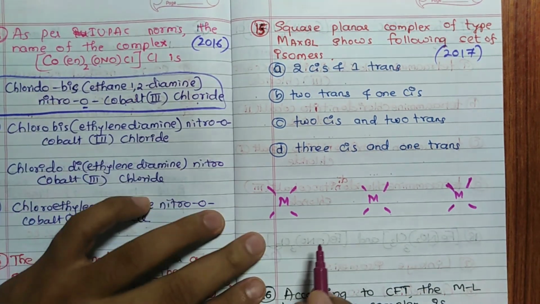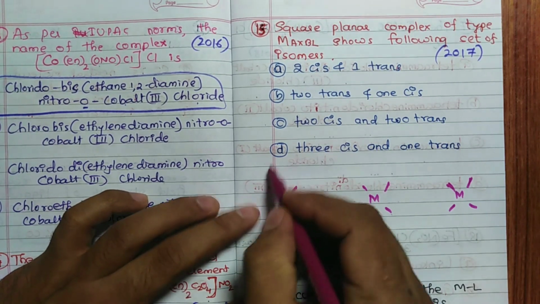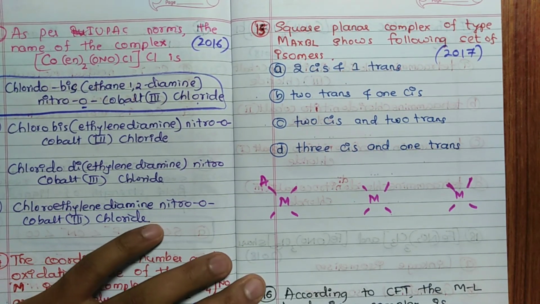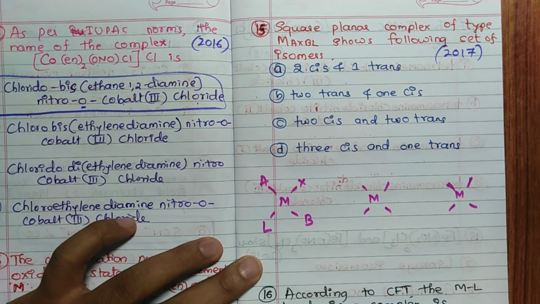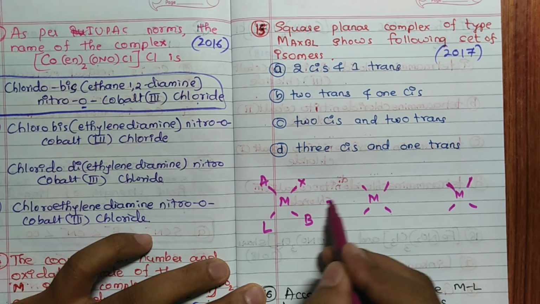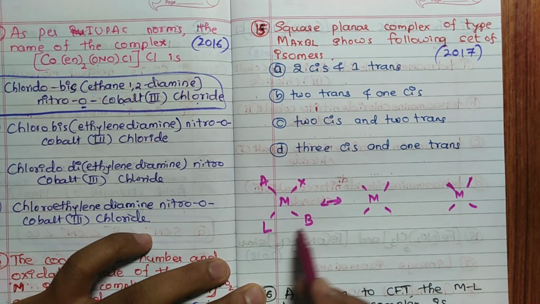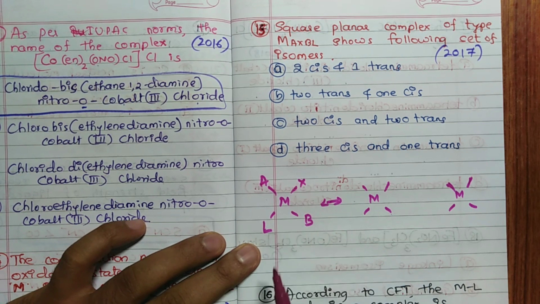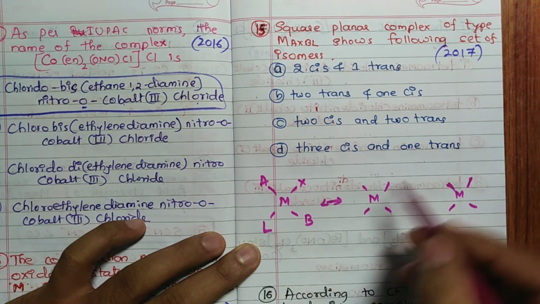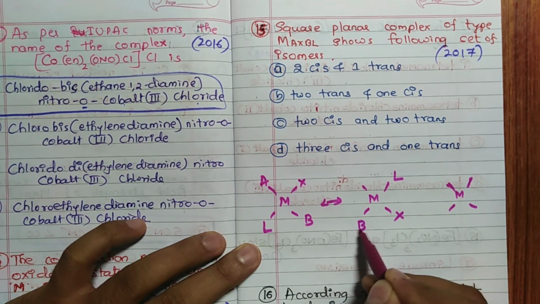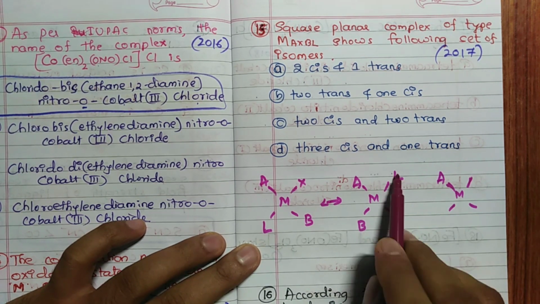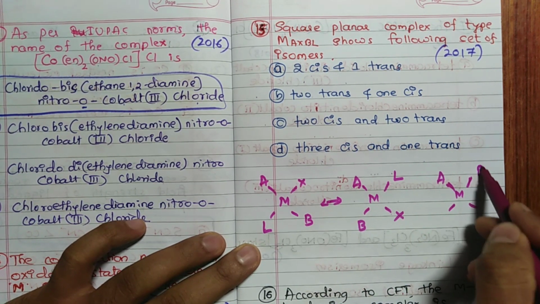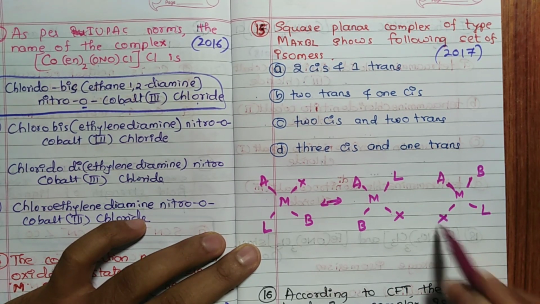Now, you keep one of the ligands fixed. I will fix A. Then I will write X here, B here, L here. All these are monodentate ligands. Now in the second case, we will interchange X to B, B to L, L to X. A is always fixed. So L here, X here, B here, A here. Now once again you change. A is fixed. B to L place, L to X place, X to B place. So B here, L here, and X here.